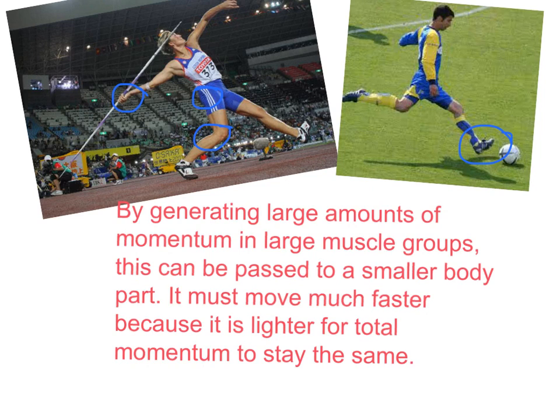So the answer to number 1C is by generating large amounts of momentum in large muscle groups. This can be passed to a smaller body part. It must move faster because it is lighter for total momentum to stay the same.